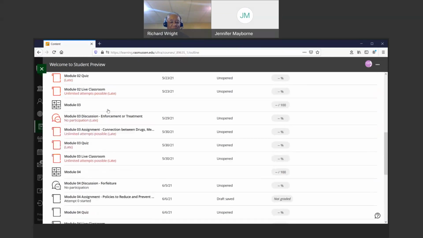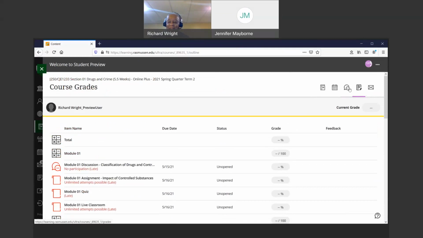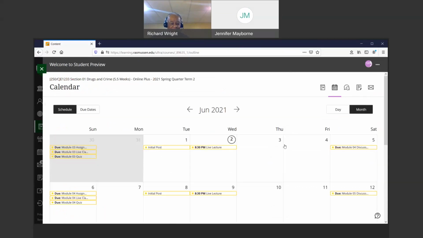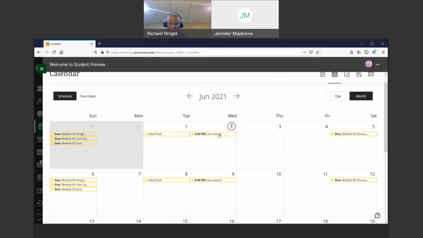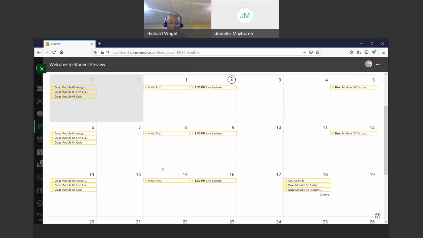So now let's go back here. Let's take a look at the course calendar. And you see the month view. That's my favorite view. And you see where we are today. Live lecture. Initial post due yesterday. Reply post due Saturday. And then the assignments I told you are due Sunday the 6th. Notice this, that once we start next week, the following week, the course ends. It ends on the 18th. That is the last day of class.